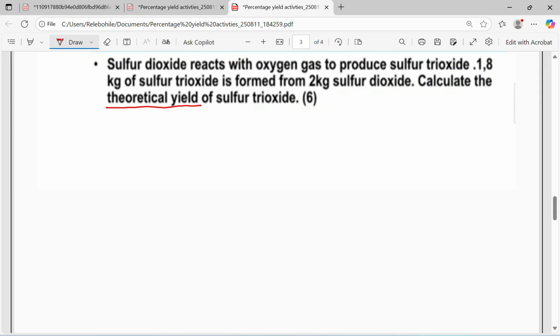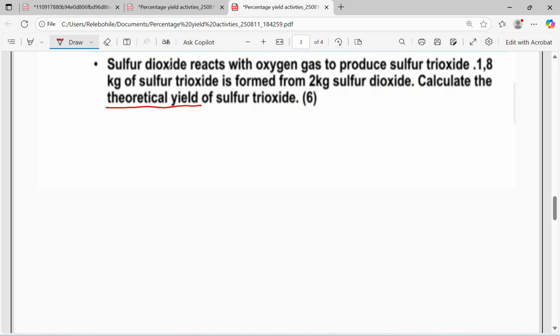Now, for us to solve this problem, we firstly need to have a balanced equation, as we are going to use the coefficients of our substances in order to proceed and get our theoretical yield. But the problem here is that we do not have that equation, so we have to come up with that equation. We have to draw it up. And how do we do that?